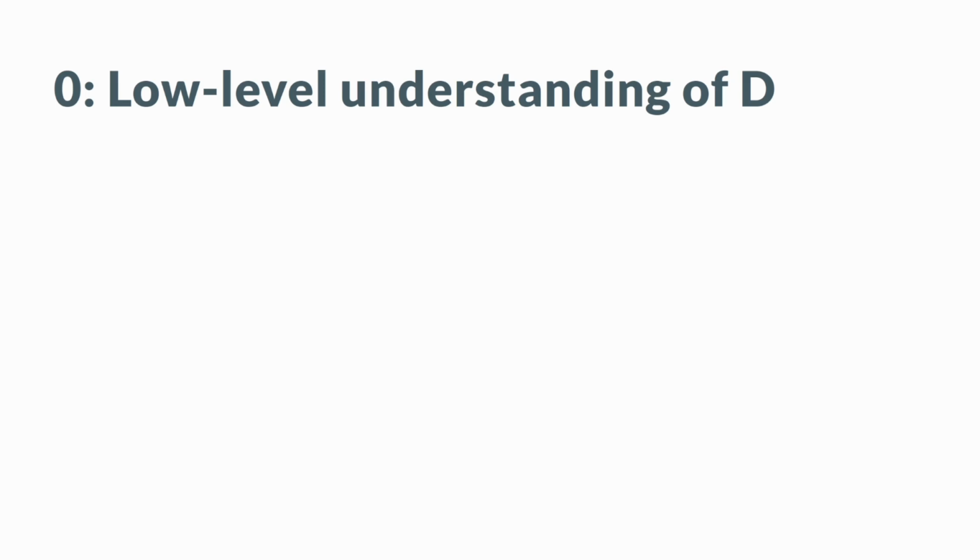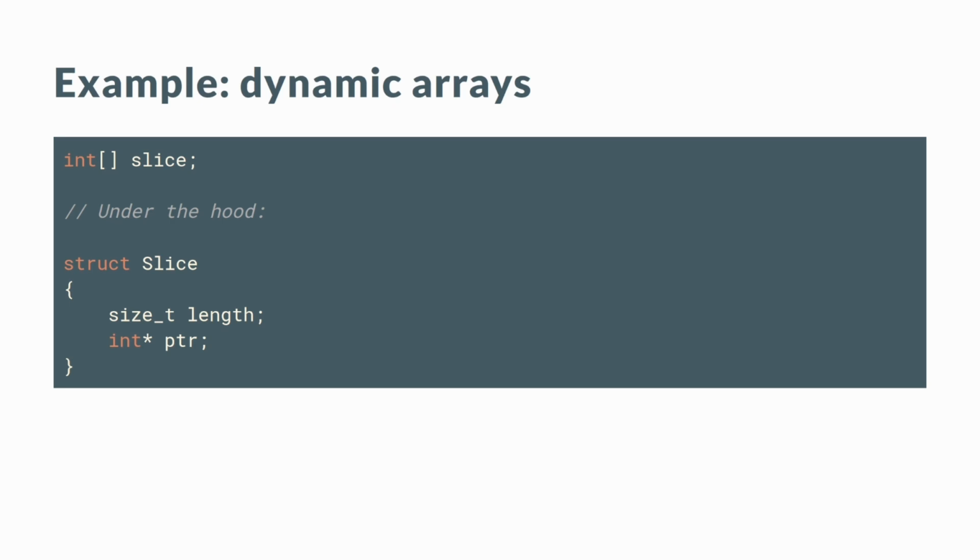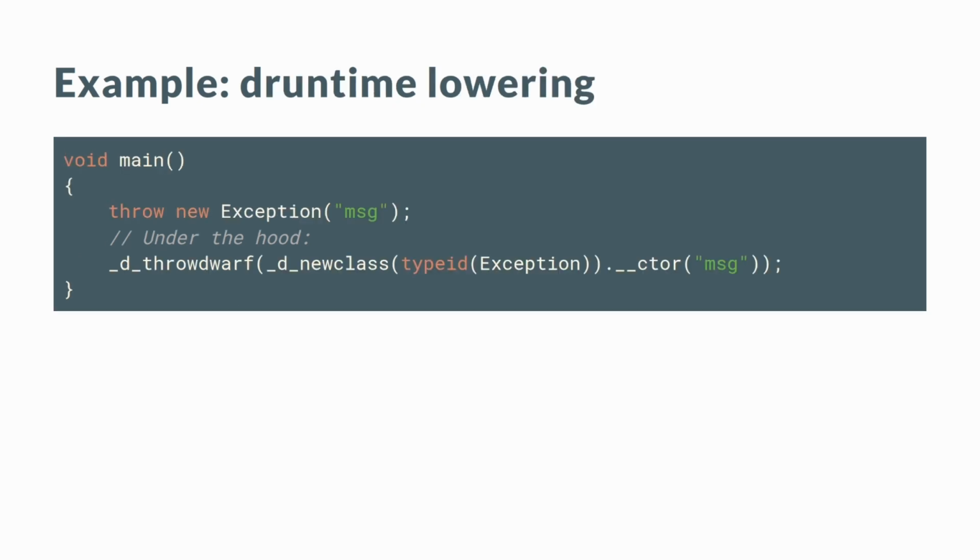In order to understand the D compiler, you also need to understand the D language, of course. You can get this from using the language, reading the specification, or other books and articles about D. If you just started using the D language, I wouldn't recommend already looking into the compiler. But apart from knowing all the high-level semantics of D features, it's also useful to understand how language features work under the hood. For example, an integer array under the hood is a pair of a pointer and a length, similar to this struct I defined here. Similarly, throwing exceptions and creating new classes gets lowered to calls to functions implemented in the runtime.